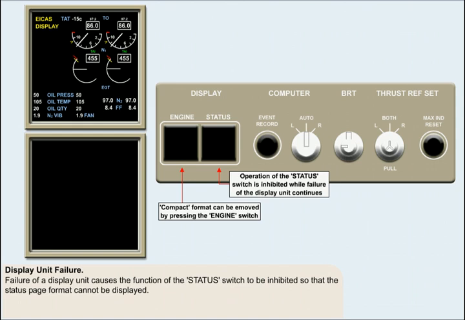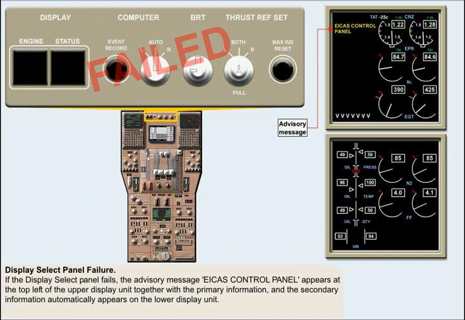Failure of a display unit causes the function of the status switch on the Display Select panel to be inhibited, so that the status page format cannot be displayed. If the Display Select panel fails, the advisory message ICAS Control panel appears at the top left of the upper display unit, together with the primary information, and the secondary information automatically appears on the lower display unit. The cancel recall switches do not operate in this failure condition.